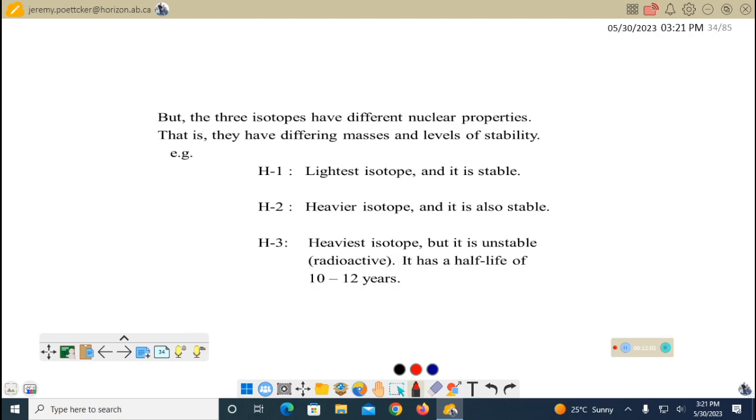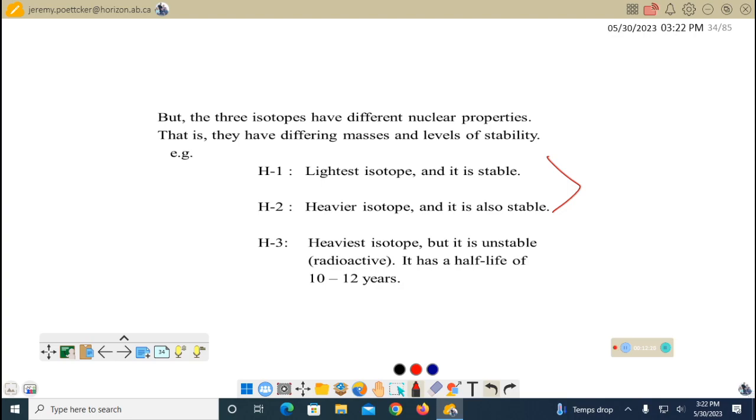It's also radioactive, with a half-life of 12 years. Both of these two are stable, which means we don't see any significant amount of decay.